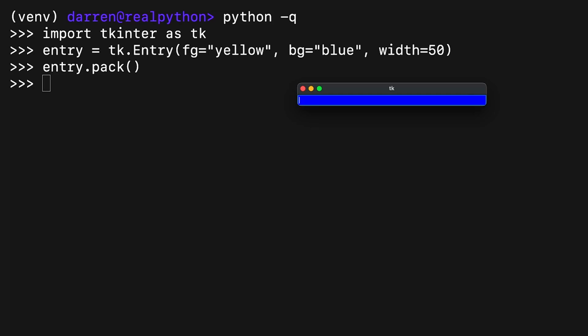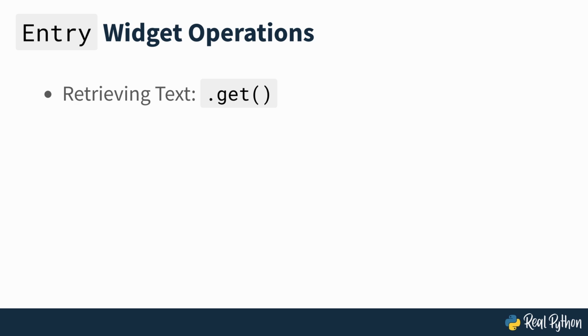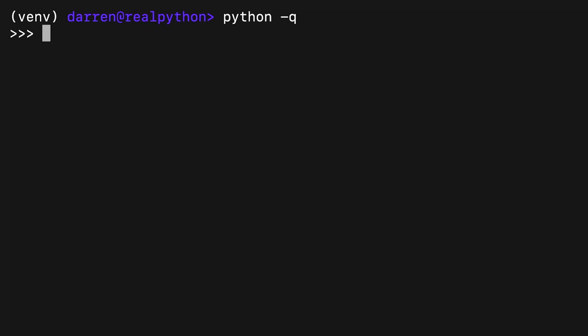But styling isn't the interesting part of entry widgets. It's how to use them to get input from a user. There are three main operations you can perform with an entry widget. Retrieving text with get, deleting text with delete, and inserting text with insert. The best way to get an understanding of entry widgets is to create one and interact with it. Open up a Python shell and enter the code seen on screen. First, importing tkinter and creating a new window.